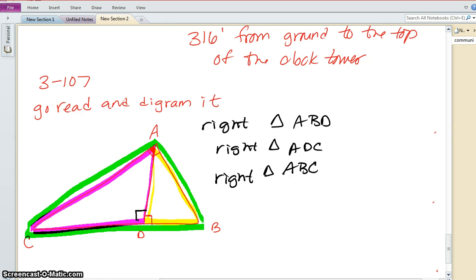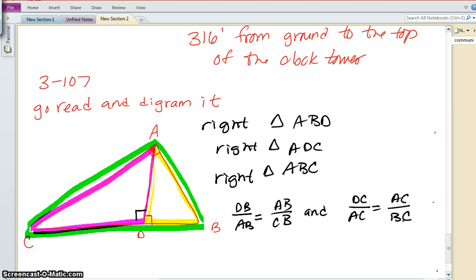Carroll argues that the ratio between DB and AB is the same as the ratio between AB and CB, and that the ratio between DC and AC equals the ratio between AC and BC, and you're asked to decide why or why not. So stop and think about that. Is there a reason to conclude that DB has a relationship with AB that might be the same as AB's relationship with CB?